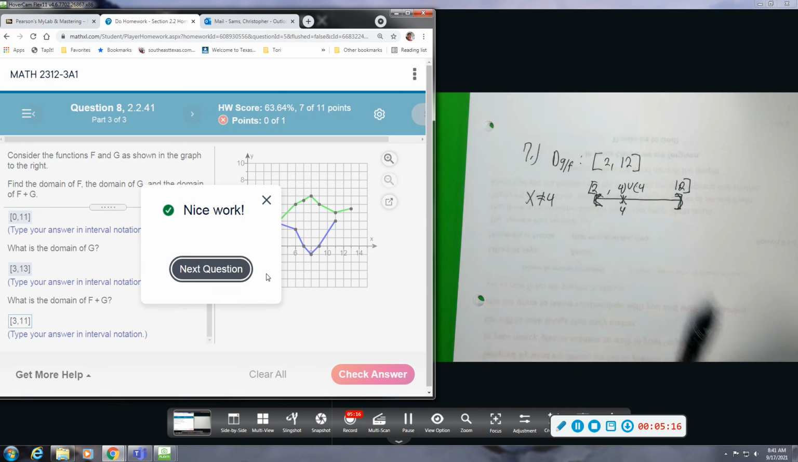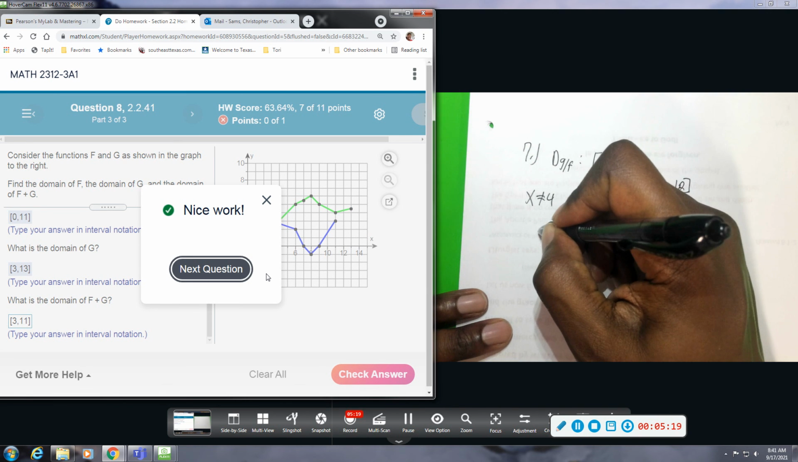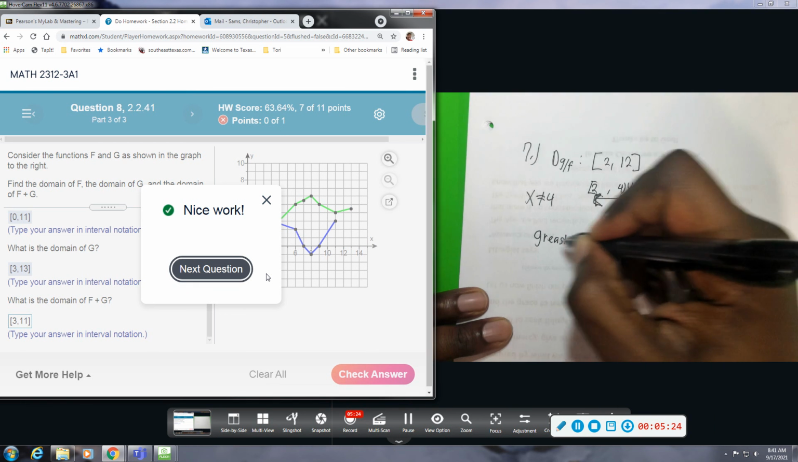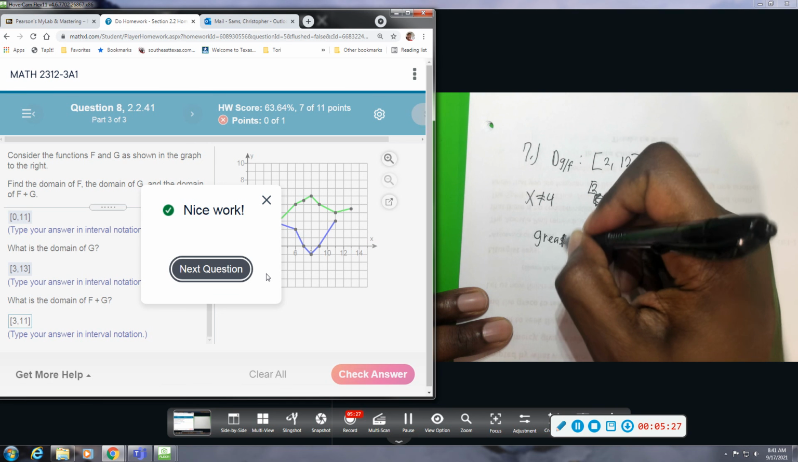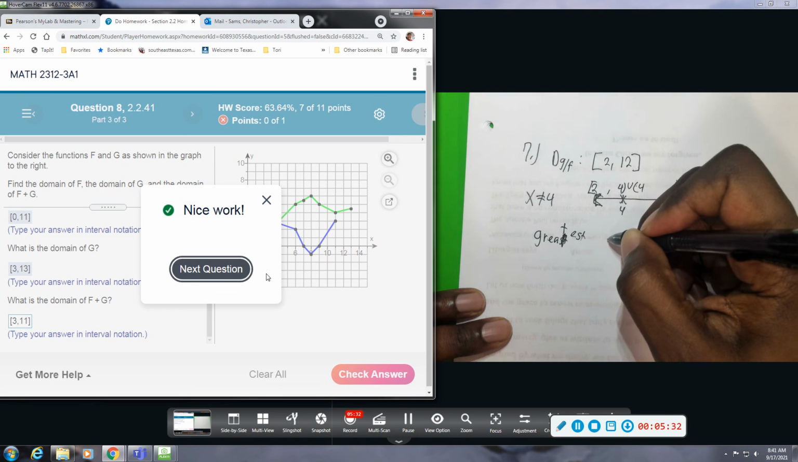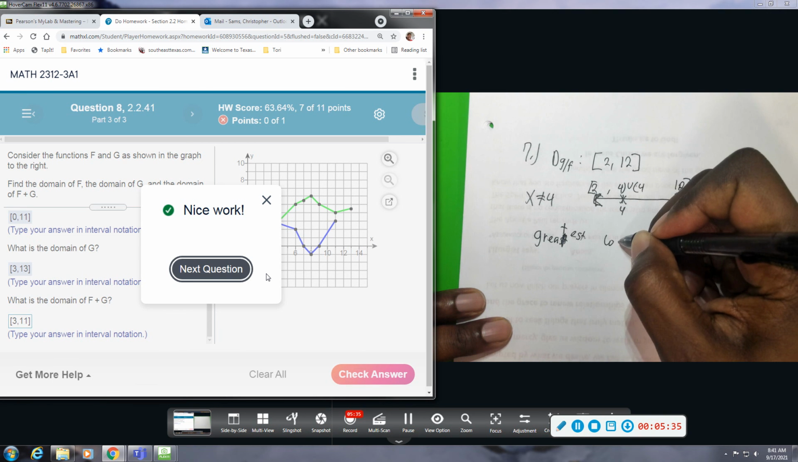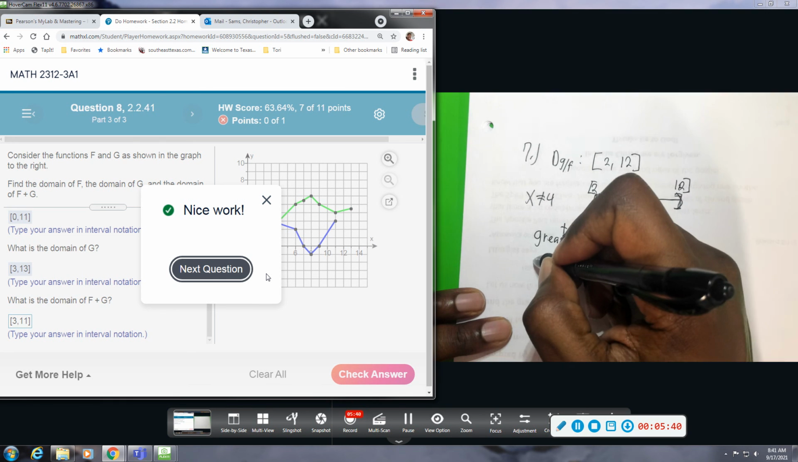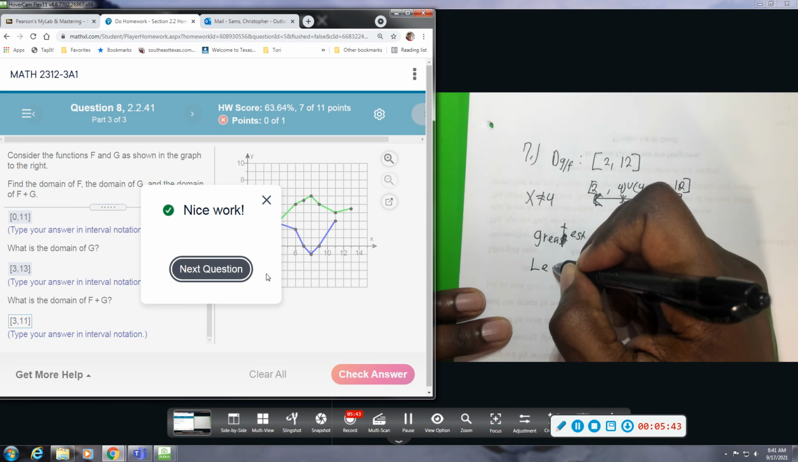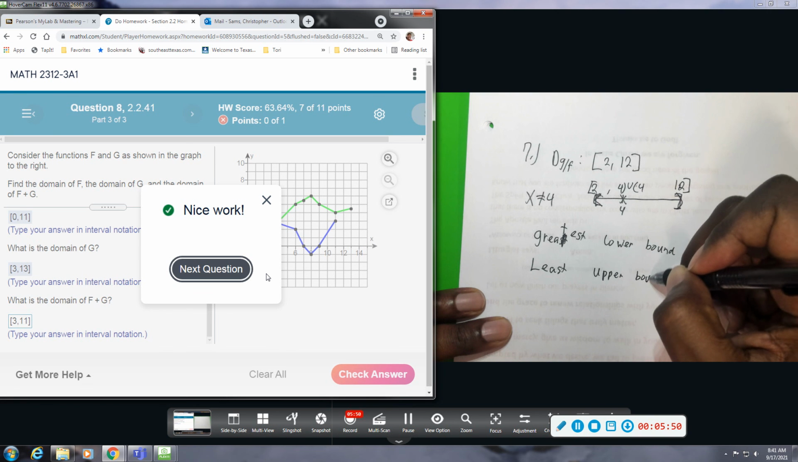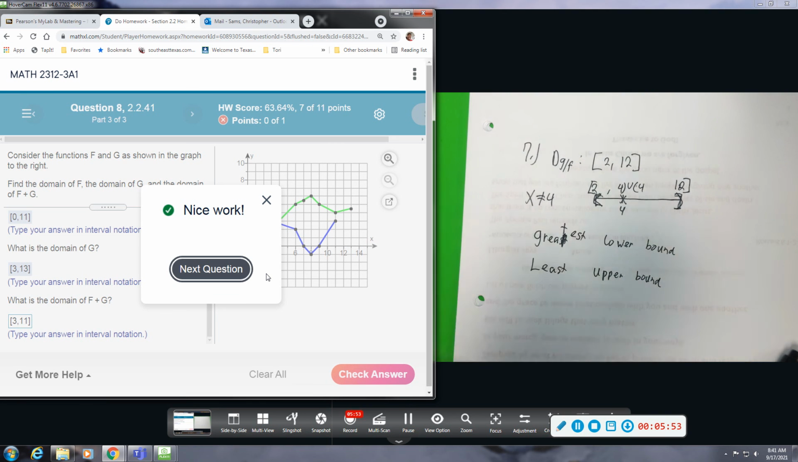Okay. So again, what I was mentioning, the greatest lower bound and then the least, the smaller, upper bound. That's what you're doing when you find the overlap.